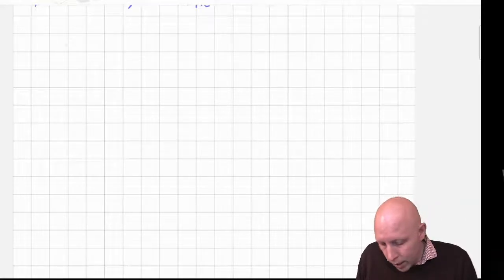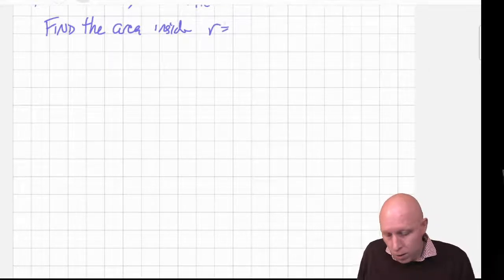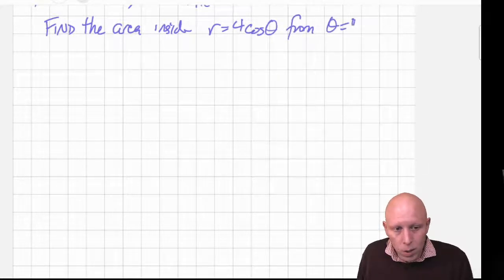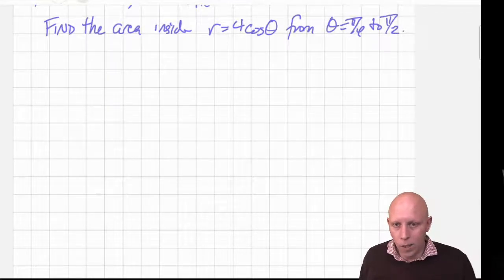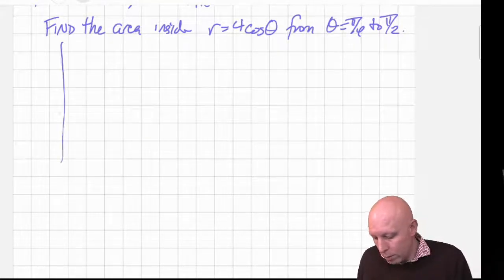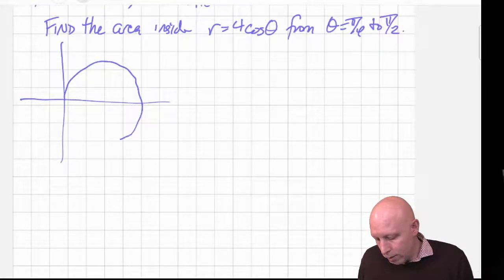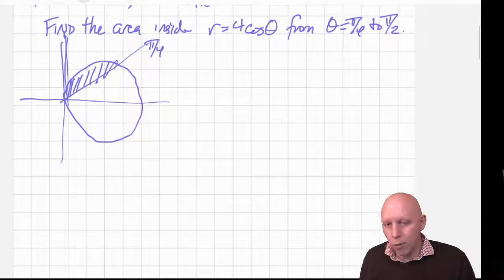So let's find the area inside r equals 4 cosine of theta from theta equals pi over 4 to theta equals pi over 2. At first glance, this looks exactly like one of those equations that we did before. We have our 4 cosine theta, we have theta equals pi over 4, theta equals pi over 2, and we're looking for this area.